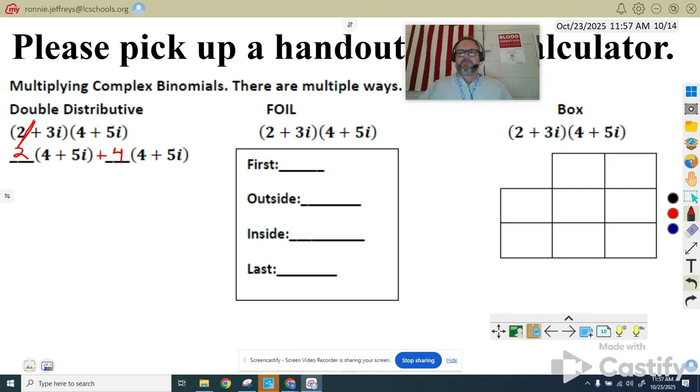Oh, that's not supposed to be a 4, that's supposed to be a 3. I got excited about something, can't have nothing.